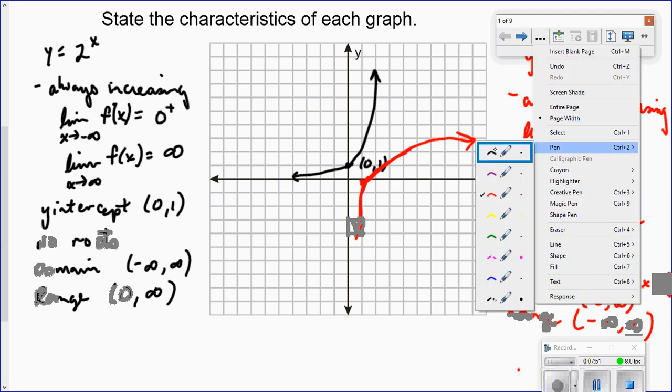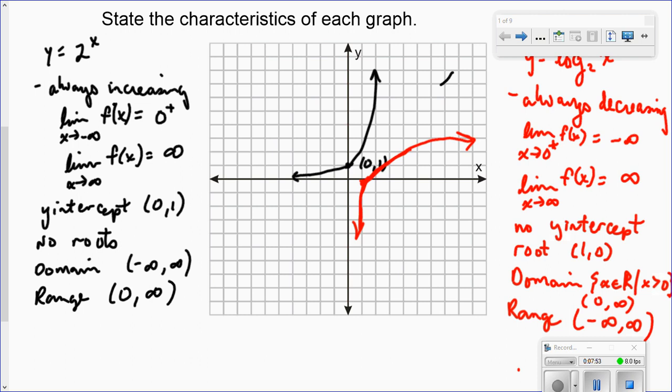So my inverse function is the mirror image in the line y equals x. So this is the inverse function, and basically the idea is my exponential function is the inverse of my logarithmic function, and vice versa. Now, when we reflect, we can find inverse functions by interchanging x's and y's, or in a graph, reflecting it into the line y equals x.